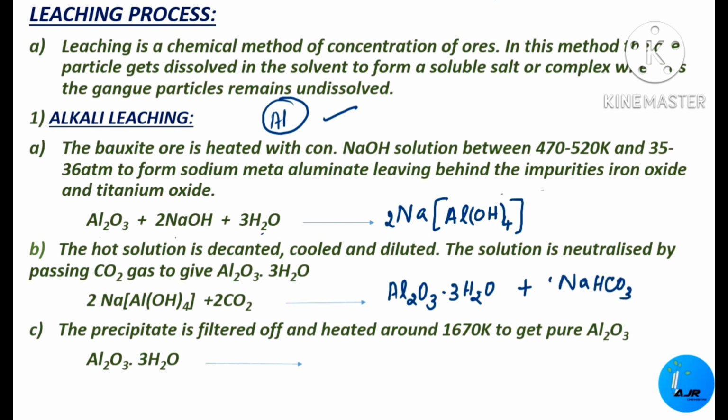NaHCO3, sodium bicarbonate. Now this precipitate is filtered off and heated to around 1670 Kelvin to get pure alumina. So when Al2O3.3H2O is heated to 1670 Kelvin, this gives pure alumina, Al2O3, plus 3H2O. Understood, students? So here we are getting pure alumina from the bauxite ore.